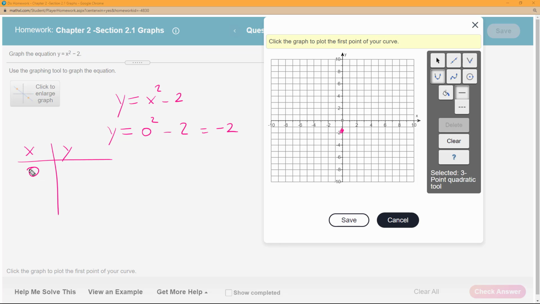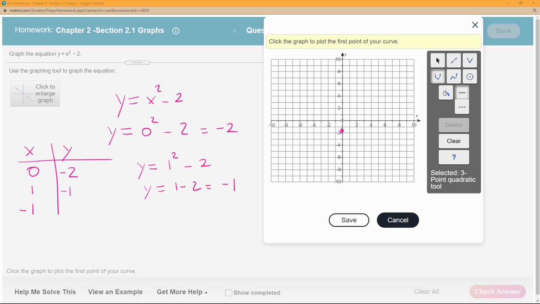When x is 0, y is negative 2. Well, why not just find some more values? So how about I let x equal 1? So y equals 1 minus 2, which equals negative 1. So when x equals 1, y equals negative 1. It's always good, as you're going to see even here on the graph, to have positive x values and negative x values, and then of course the intercept.